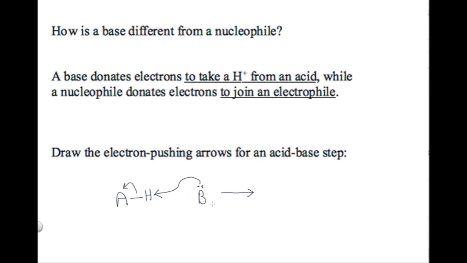Remember, you definitely should not draw an arrow like this. Don't show the base attacking the acid directly. The base does not attack the acidic atom directly. It takes a proton from the acid. And of course, don't draw an arrow like this. We're not trying to show that the proton is moving towards the base. We're trying to show that the electrons are moving away from the base.